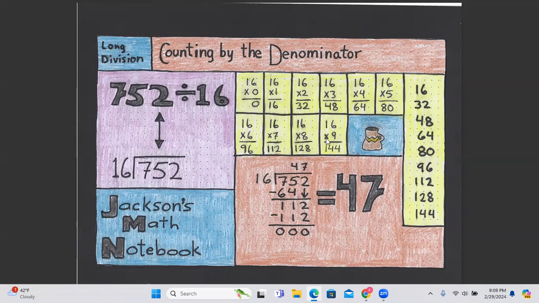You have been given a lot of information, and this would be a good time to pause the video just to look things over, or if you like, replay the video as many times as you need to gain a deeper understanding of division with large numbers, especially when you're counting by the denominator.